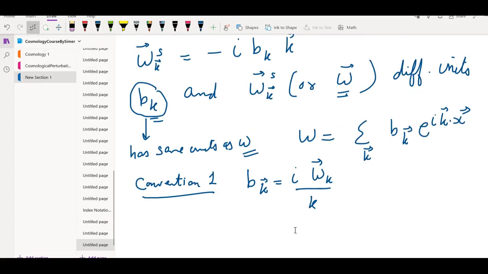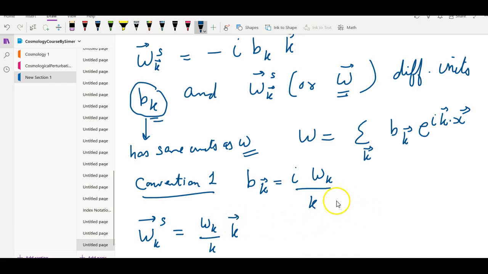So when you do this replacement of BK with i WK over K, then you see that the scalar WKS becomes, we put instead of BK, we put this. Sorry, this is WK. This will become WK over K, it's K vector.